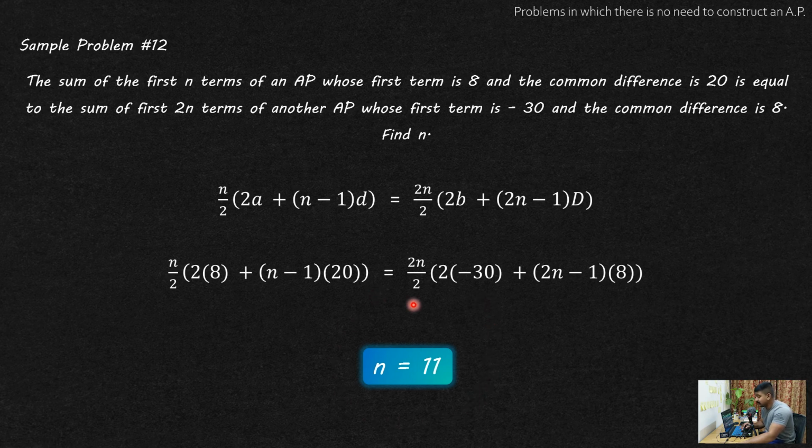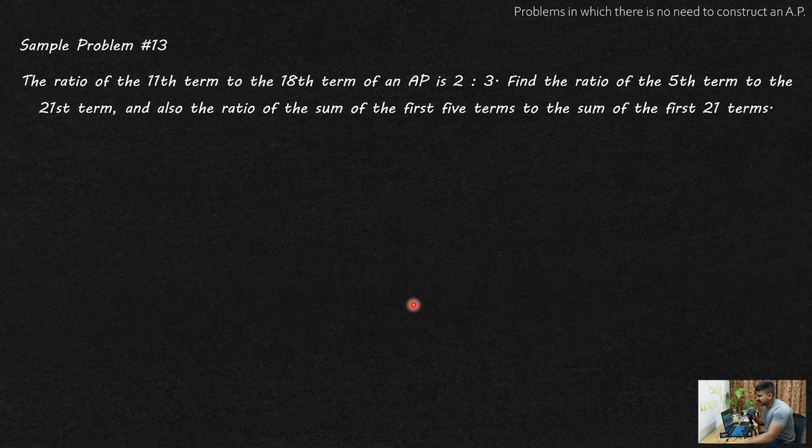Very good. Now we are moving towards our 13th problem. The ratio of 11th term to the 18th term of an AP is 2:3. Find the ratio of 5th term to the 21st term. And also the ratio of the sum of first 5 terms to the sum of first 21 terms.